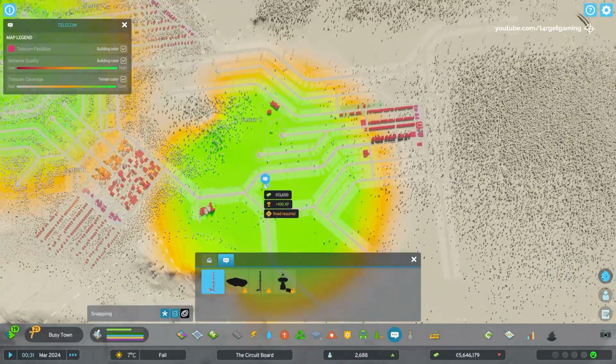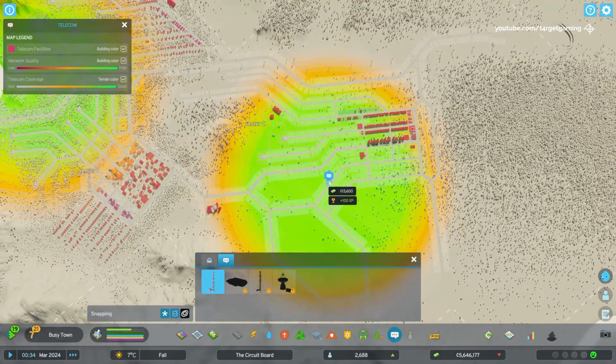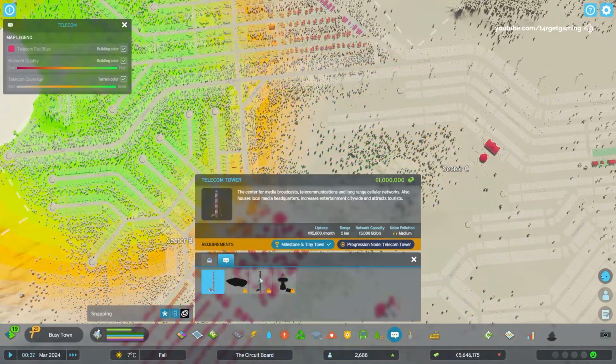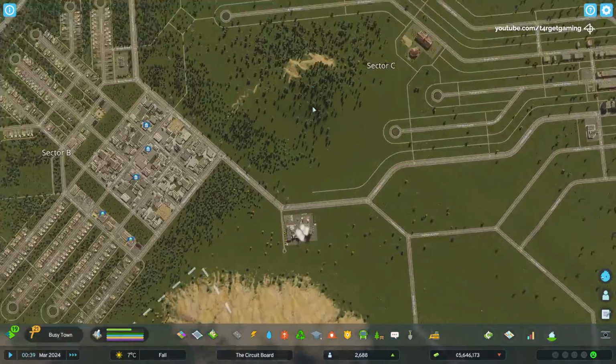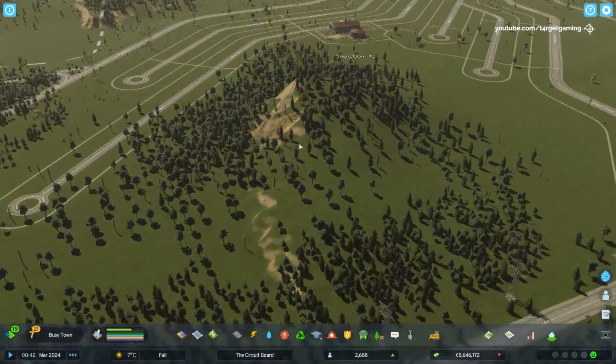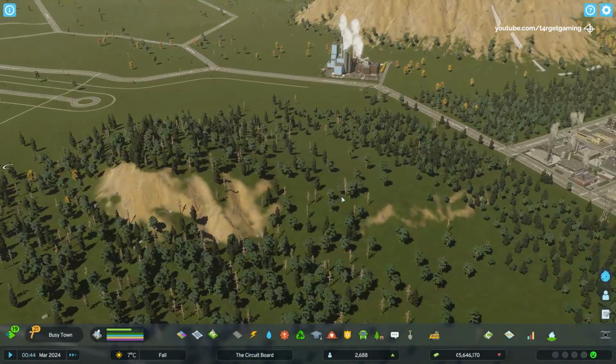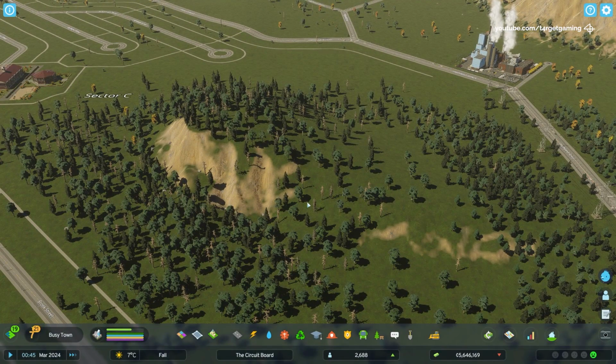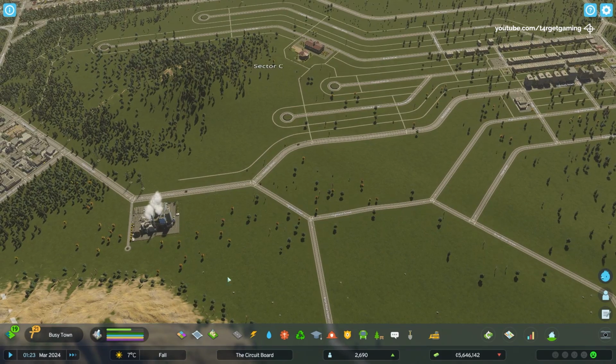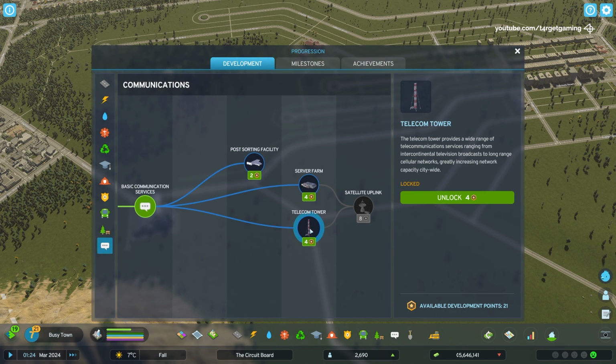Now we can either place a small one somewhere around this location, or we can unlock the large telecom tower and place it right on this hill. Which, I don't know, it could actually be a good place for it. But I'm thinking if I want to reserve this hill for a more distinct building, like a tourist attraction or something like that. But in the meanwhile, I think we can unlock the telecom tower.